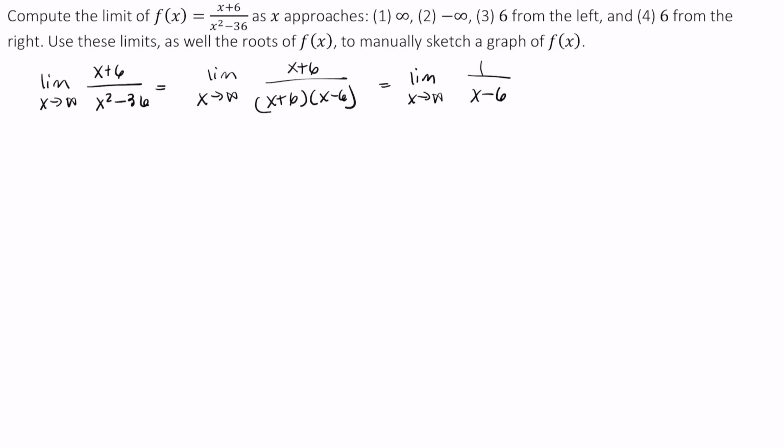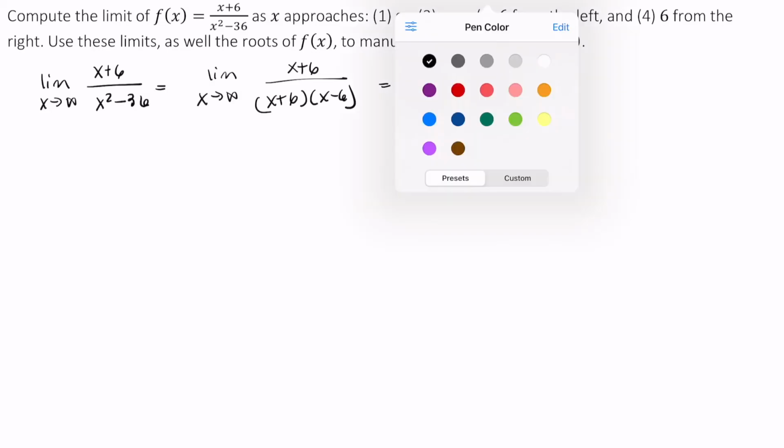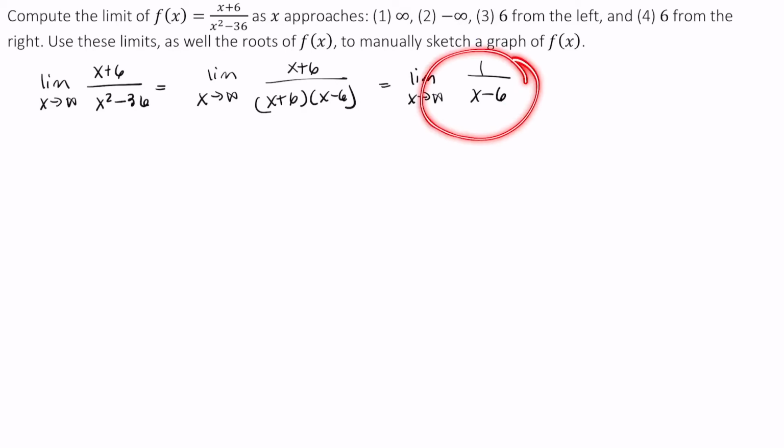Now before I finish this, we can already see that as x gets larger and larger, the denominator is going to get larger and larger, which means this entire fraction is going to get smaller and smaller, since as the denominator of a fraction gets larger, the fraction itself gets smaller. This tells me that this whole limit is equal to 0.